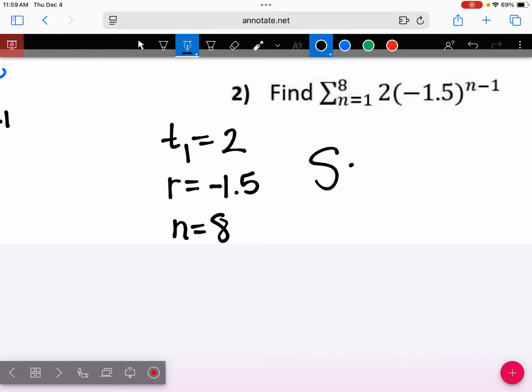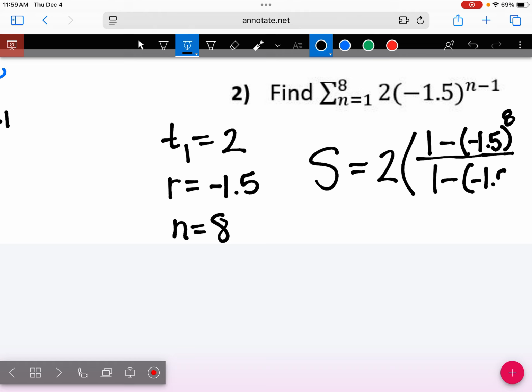Okay, so the sum is going to equal the first number multiplied by 1 minus, now I'm going to put this in parentheses, negative 1.5 to the power of 8. That's all over 1 minus negative 1.5. Okay, why is this the question that half of the students miss? It's because, what do you think? That they changed this double negative to an addition.